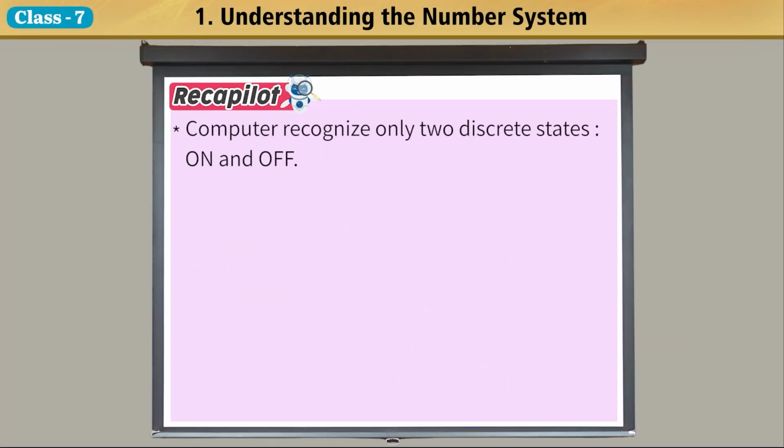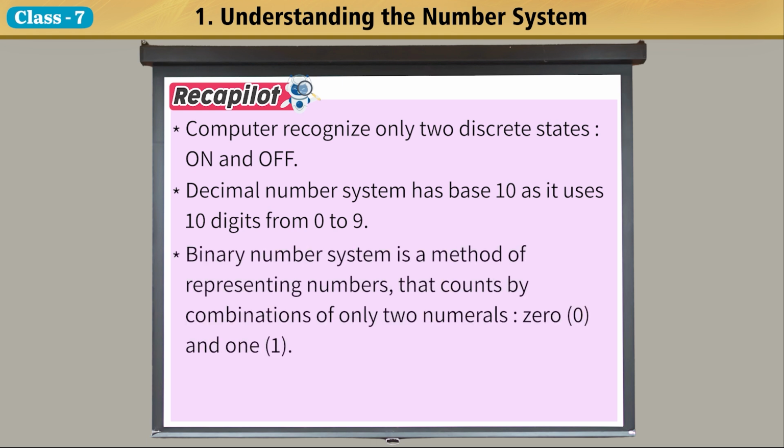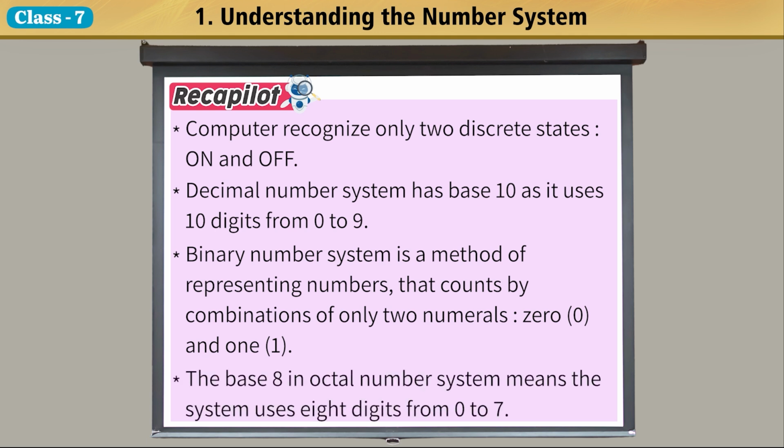Recapitulate. Computers recognize only two discrete states, on and off. The decimal number system has base 10 as it uses 10 digits from 0 to 9. The binary number system is a method of representing numbers that counts by combinations of only two numerals, 0 and 1. The base 8 in the octal number system means the system uses 8 digits from 0 to 7.